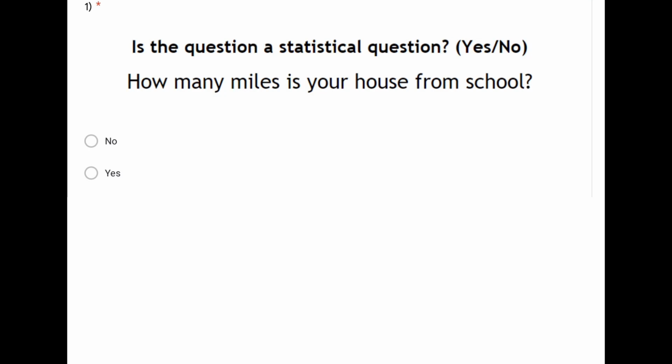Is the question a statistical question? Yes or no? How many miles is your house from school? The key word here is your house. We're only finding one piece of data here.